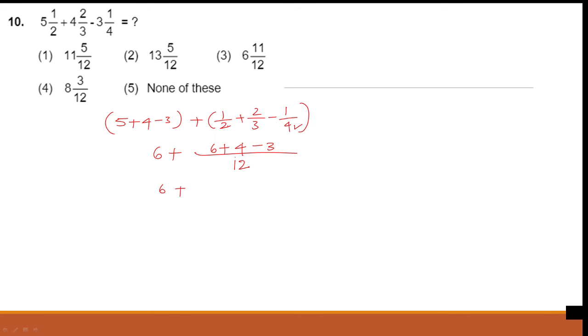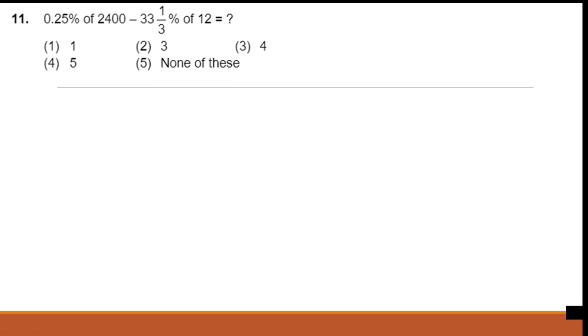Now 6 plus, what is 10 minus 3? That is 7 by 12. What is 7 by 12? Sorry, 12 here, 4, right? 4 2s are 8. This is 11. Sorry, this is 11. Okay, that is equal to 6 11 by 12, which is the answer. Okay, right, one more.